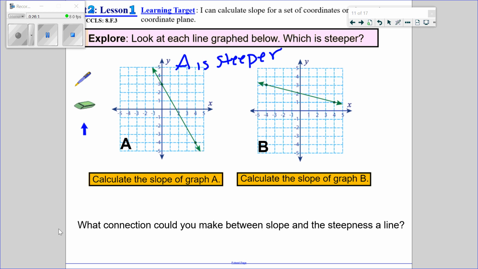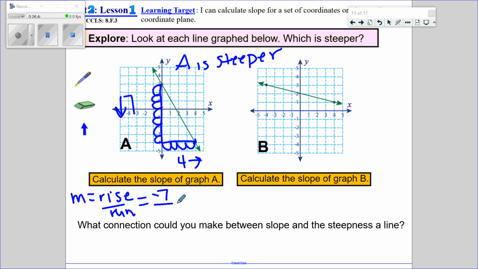Now they want us to calculate the slope, so we do m equals rise over run. So let's see. So I went 1, 2, 3, 4, 5, 6, 7. I went down 7, 1, 2, 3, 4, and 4 to the right. So my rise, did I go up or down? I went down 7, so it's a negative 7. And I ran 4 to the right. It's positive there. So it's a negative 7/4, and it is a negative slope.